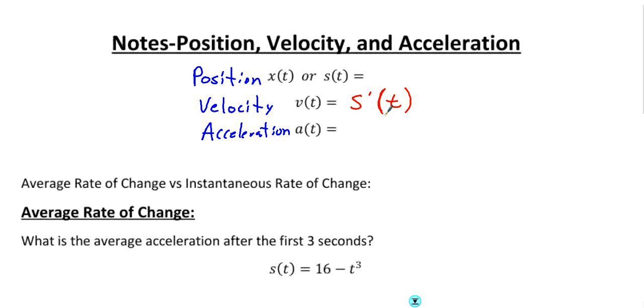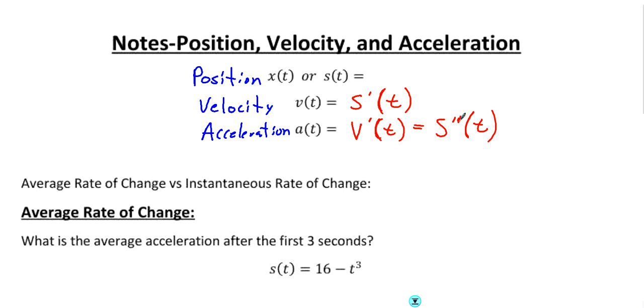Acceleration, when we talk about average acceleration, is the change in velocity over the change in time, which means acceleration is the slope of velocity. But in calculus, we talk about instantaneous acceleration. So acceleration is the derivative of velocity, which also makes it the second derivative of position. Okay.